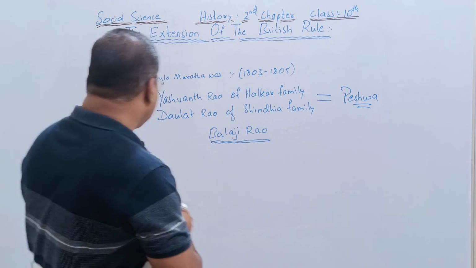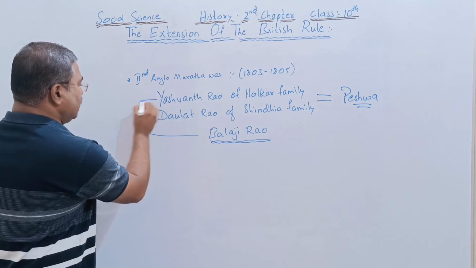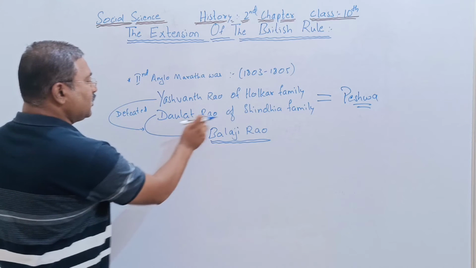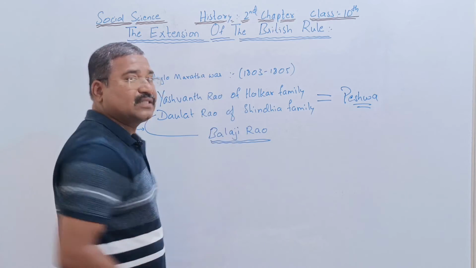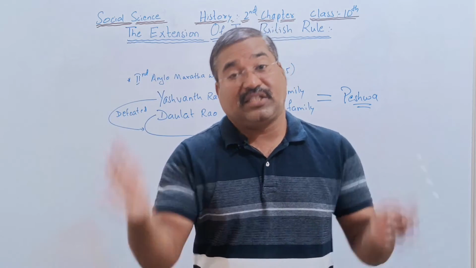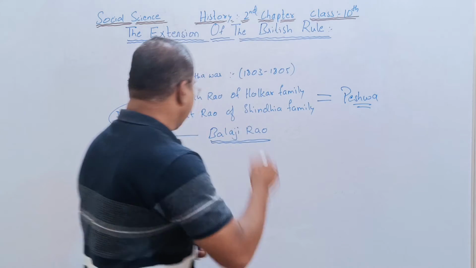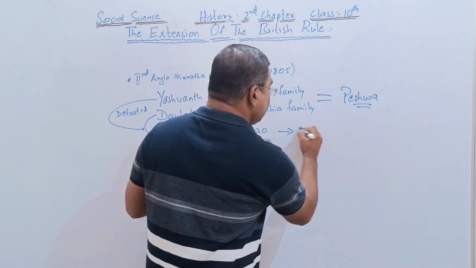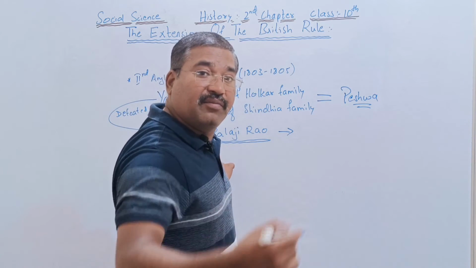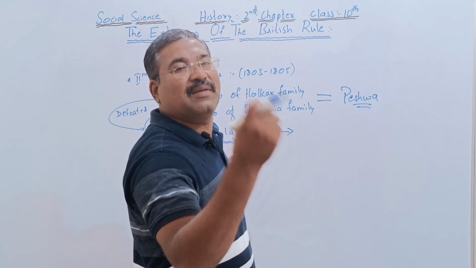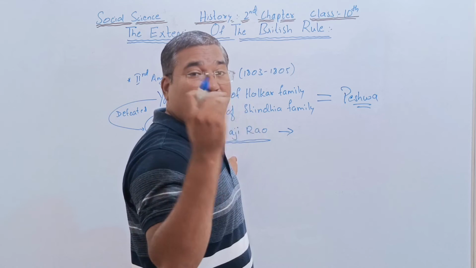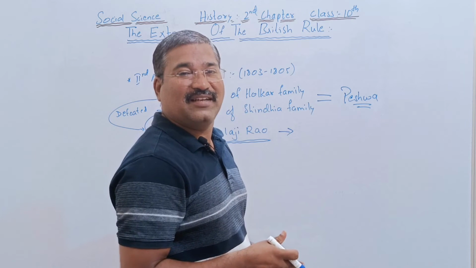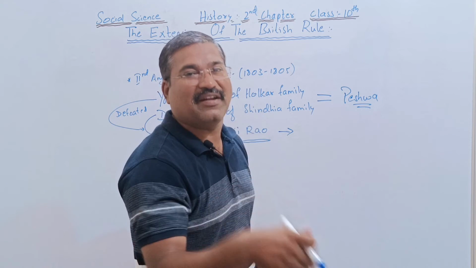Yashwant Rao, what he did, he defeated both Daulat Rao of Shinde family as well as Balaji Rao. See, the clash is between the Marathas themselves, and this is the reason Balaji Rao decided to take the help of the British. This gave a good opportunity to the British to directly interfere in the matter of the Marathas, and they interfered.